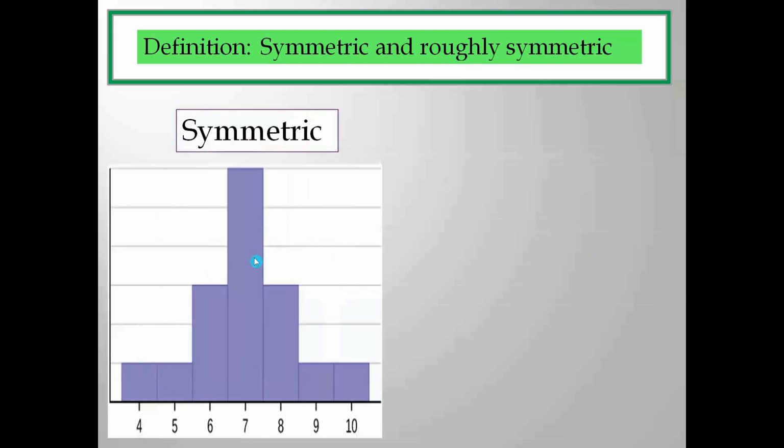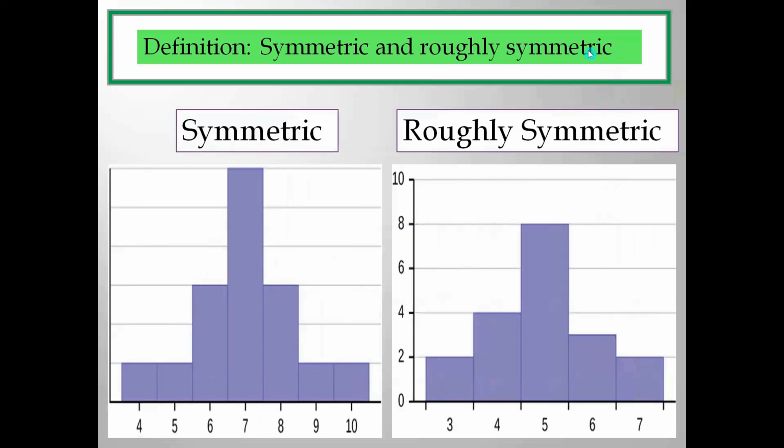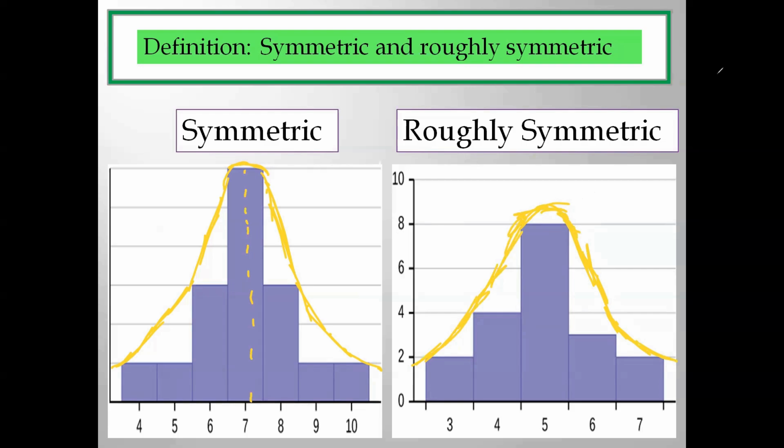Let's compare a symmetric graph right next to a roughly symmetric graph. We can see that in a symmetric graph, the left side mirrors the right side exactly when we're looking at the major peak or the center. Whereas in roughly symmetric, one of the sides is slightly larger than the other side. However, if we were to sketch out a curve on top, it will look roughly symmetric or roughly bell-like. And that's symmetric and roughly symmetric graphs.